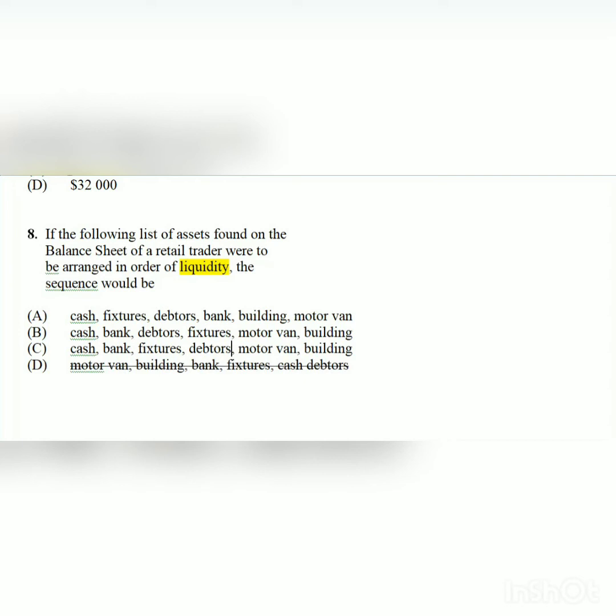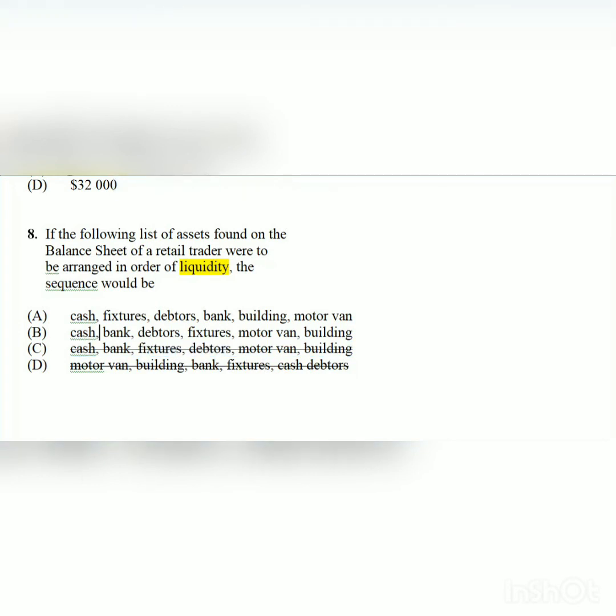So if you compare fixtures and debtors, you would say that your debtors would be more liquid than your fixtures, because your debtors can easily turn into cash as opposed to your fixtures. So in this case, option C would also be out. So we go to B now.